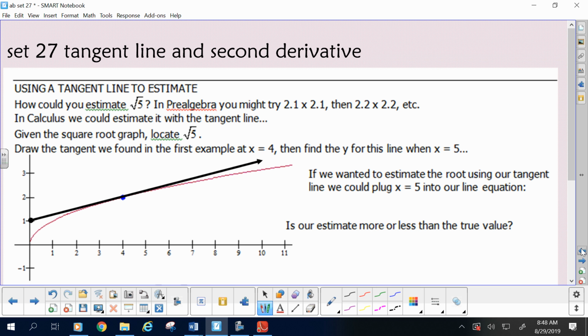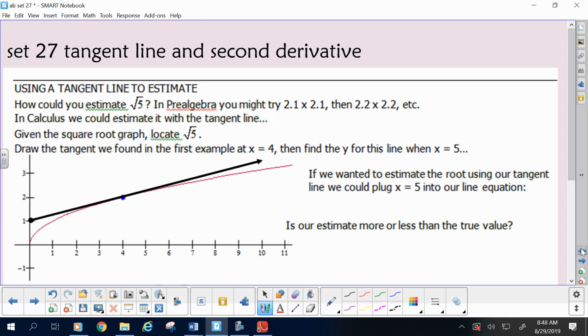Okay, so if, for example, I asked you to estimate the square root of 5 in pre-algebra, I'd say, all right, kids, first try 2.1 times itself and see if that's close to 5, and then try 2.2 times itself and see if that's close to 5, and at that point it's boring, right? But this is cool. If I want to estimate the square root of 5 using my line, then we could take the line.